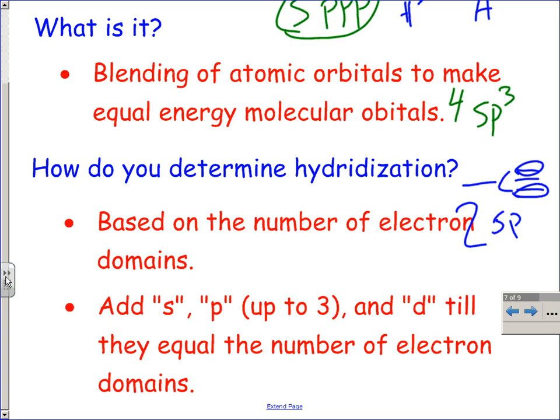But as far as hybridization goes, it's really just count your electron domains and keep adding s's and then p's, but you only have three, and then if you need them for expanded octets, you're going to pull some d's. So that's really the key to hybridization. It's a blending of atomic orbitals to make a number of equal energy orbitals, and that number equals the electron domains. That's really the key for hybridization.